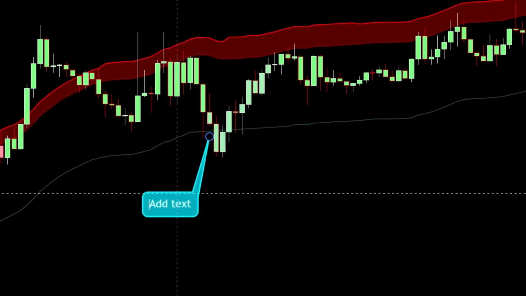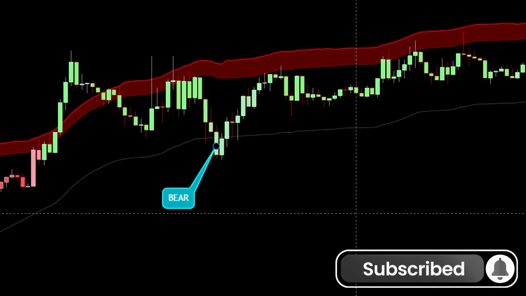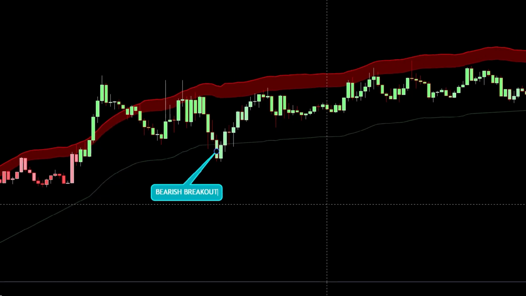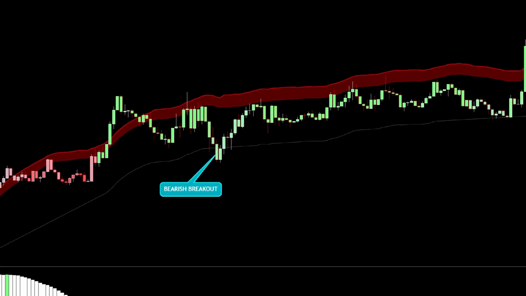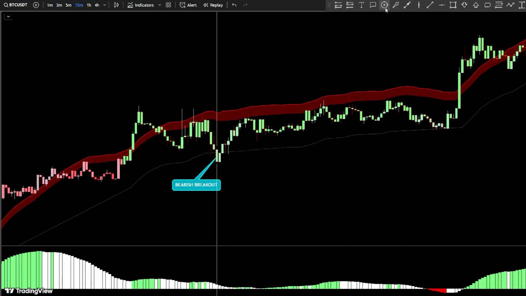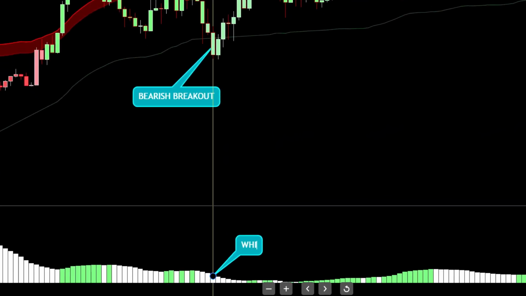Now let's look at the other side. If a candle closes below the lower band, that's a bearish breakout. That's a potential sell signal. But like before, we need confirmation. Check the squeeze momentum indicator. If it's showing a white histogram bar, that's a no-go. White means no clear momentum, so we're staying out of that trade.